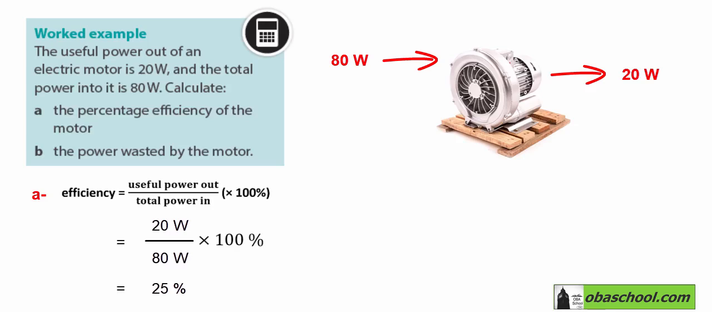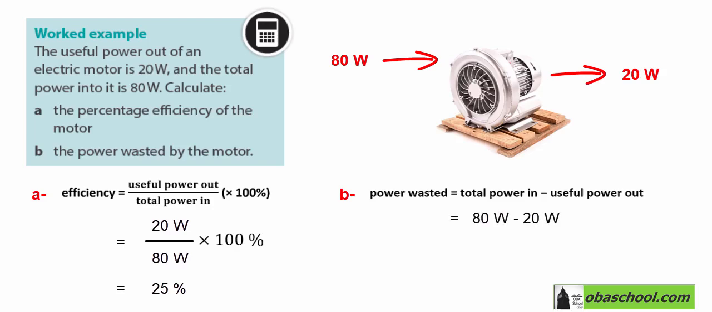Moving on, the power wasted by the motor is equal to the total power into the motor minus the useful power out, the used power. Then 80 watts minus 20 watts, the wasted power will be 60 watts.